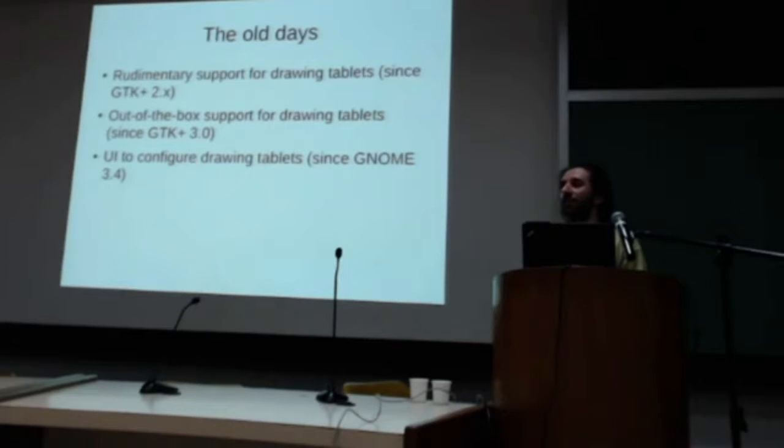Xinput 2 was released. It was quite a refactoring in the X server for dealing with input, and GTK3 took advantage of it, which meant that you no longer had to configure a tablet explicitly in the application and whatnot. You would just receive events. You use a tablet, and you would already be receiving the full range of axes that were supported.